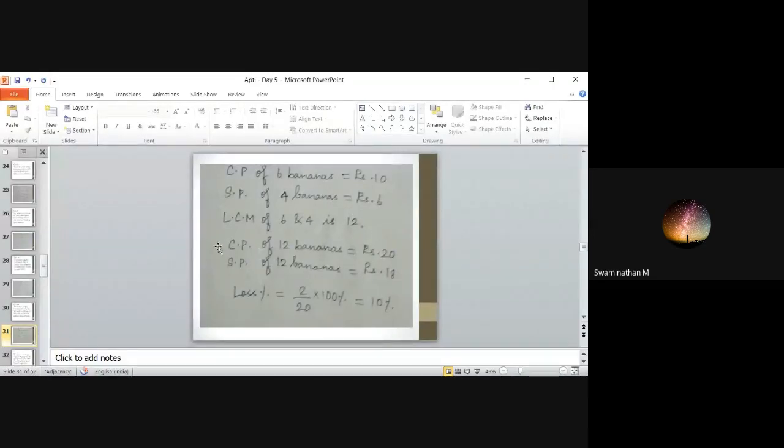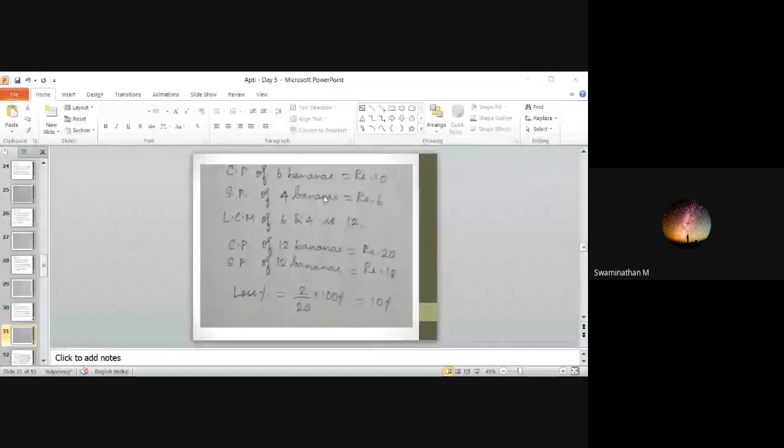I have chosen 12 bananas, the LCM of 6 and 4. So the cost price of 12 bananas, multiplying by 2, is 20 rupees. Selling price of 12 bananas: 4 into 3 gives 12 bananas, so 6 into 3 is 18. So it is a loss of 2 rupees. So 2 by 20 into 100, 10% loss. It is not gain, it is 10% loss.